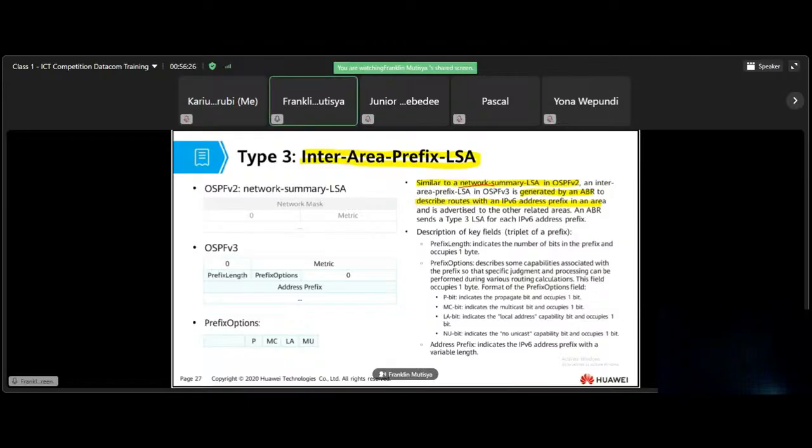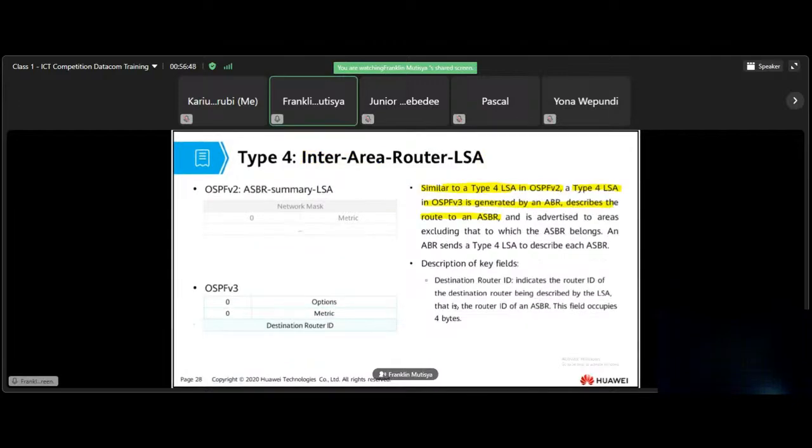Okay, so sorry, it's similar to network summary LSA in OSPF version 2. So it serves the same purpose in that it's generated by an ABR to describe routes within the IPv6 address prefix in a given area. Okay, yeah. We're not going to look at details. That's not important for now.